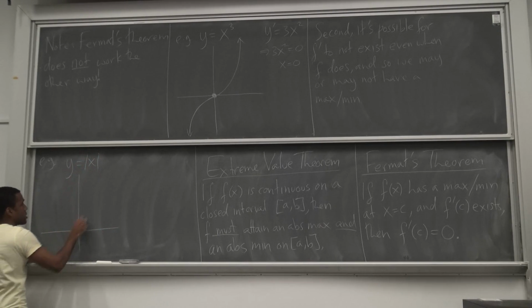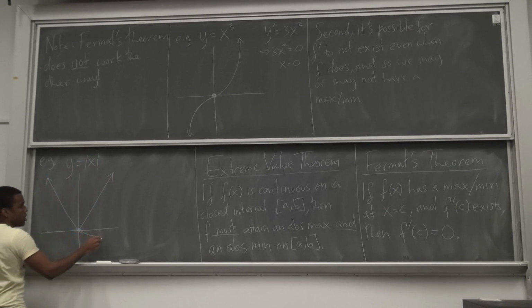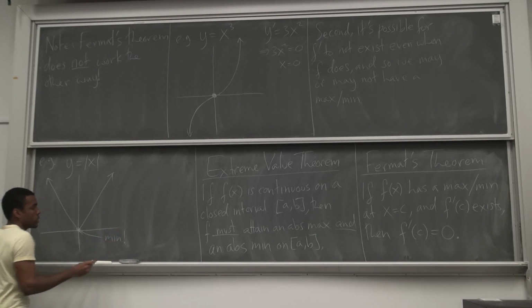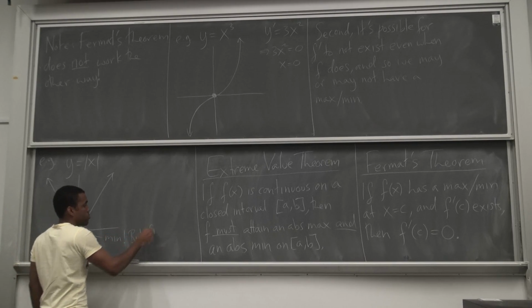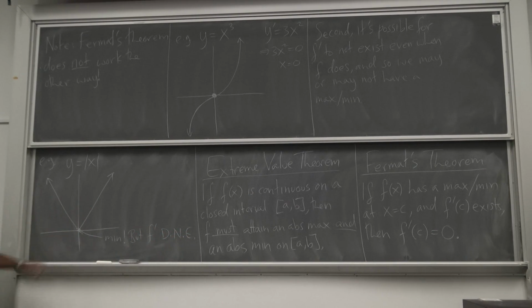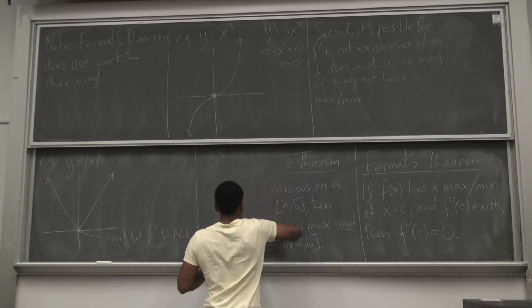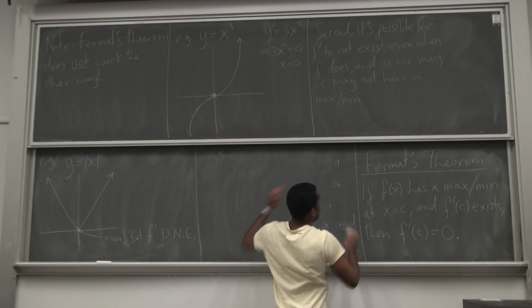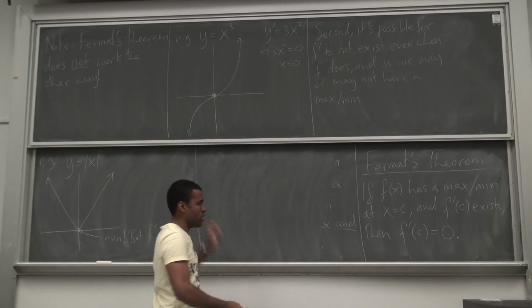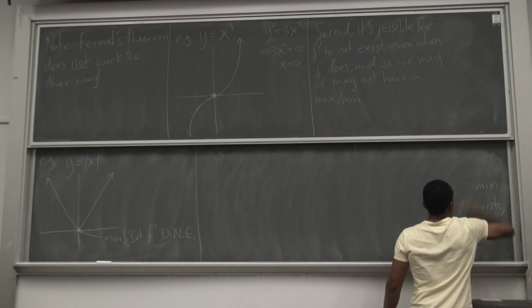Look at the absolute value of x, that's the function. Notice at this point here, you have a minimum. But f prime does not exist. We actually proved that f prime doesn't exist at 0 for the absolute value. So you can't have a minimum even though your derivative is not 0. So examples like these are why something like the first derivative test is going to be important for us, which I'll show you guys later in a bit.